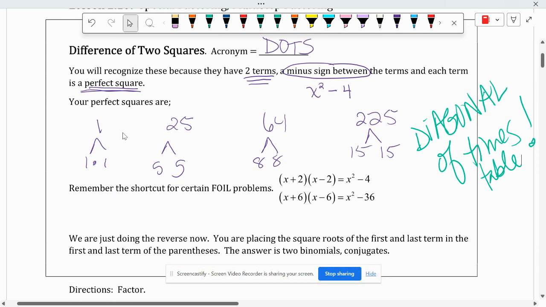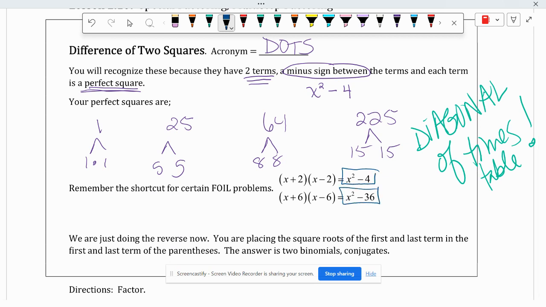Remember that there's a shortcut. So what those look like when you have the difference of two squares like this, x squared minus 4 or x squared minus 36, you learned that those were, we called them special cases. That came from x plus 2 times the quantity x minus 2 or x plus 6, x minus 6. Meaning that you just have the square root of each term joined by a plus and a minus. What's the square root of x squared? X. What's the square root of 4? 2.